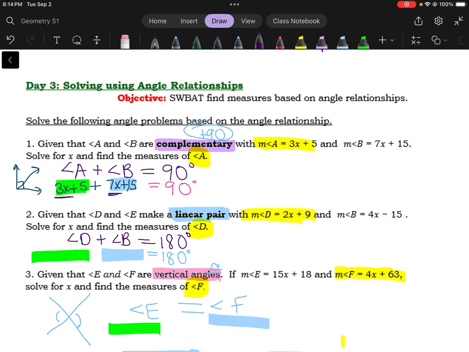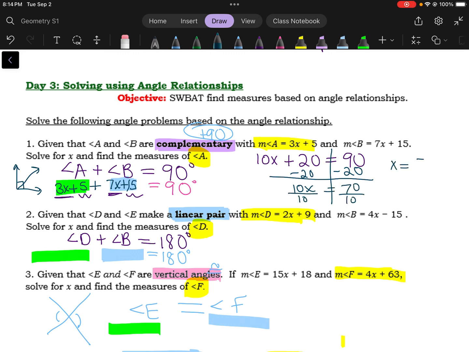So I'm going to combine like terms before I start moving things over. So 10x and then 5 plus 15, which is 20, and that equals 90. And then I'm going to solve the equation as usual. So I'm going to subtract by 20 and then divide by 10, and x equals 7.